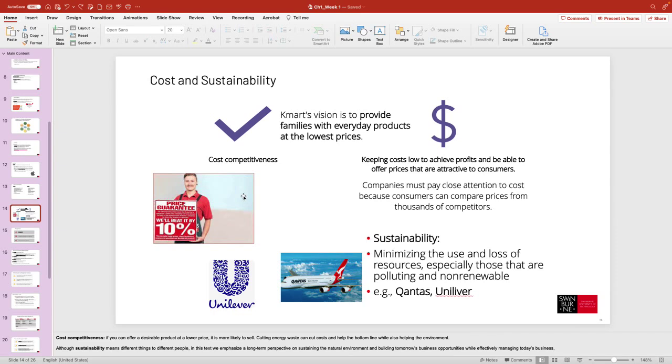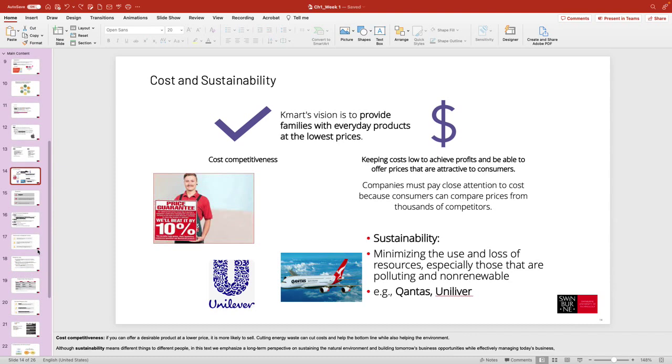People look at the way that organizations are operating, how they manage their waste, how sustainable they are, how much they pollute the environment. All these kinds of things are really important for customers when they're making their decisions. I again recommend for you guys to go into some websites like Unilever, Qantas, to see what their sustainability policies and practices are, because we can learn quite a lot from these organizations to see how they operate.